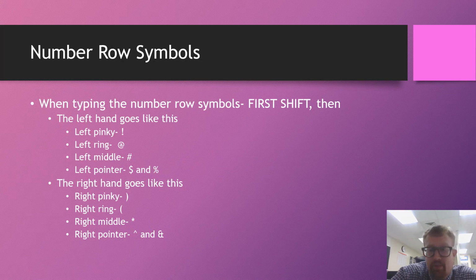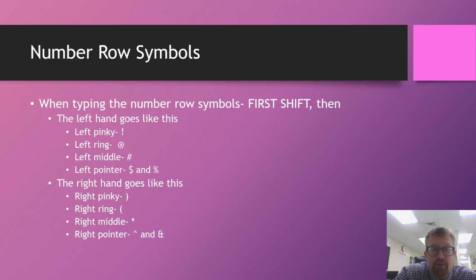All right, so first we'll talk about some of the easier symbols. We'll talk about the number row symbols. When you're typing the number row symbols, you have to press the shift key first. The first symbols I'm going to talk about are typed with your left hand. You're going to hold down the right shift key with your right pinky finger. So on the left hand, the number 1 becomes an exclamation point, number 2 becomes an @ symbol, number 3 becomes the pound symbol, or the hashtag as you all call it, and then the left pointer finger does double duty as usual for 4 and 5, which become the dollar sign for 4 and the percent sign for 5.